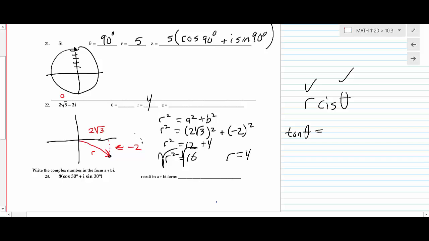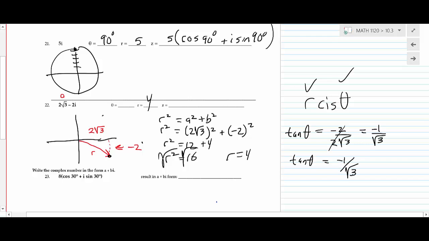Tangent of theta is going to be y over r. Y is negative 2. R is root 3. I like that. Those 2's are going to cancel out, giving you negative 1 over root 3. Okay? So does that look like a familiar unit circle spot to you? Absolutely. It's got a square root of 3 in it, right?